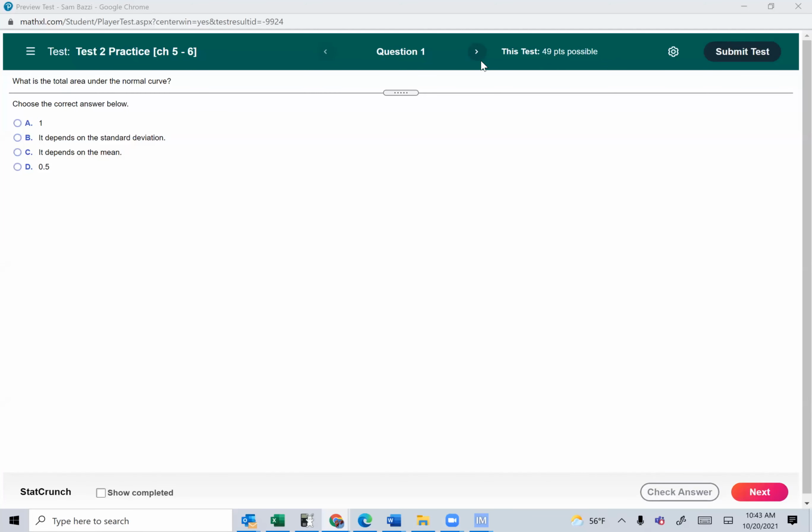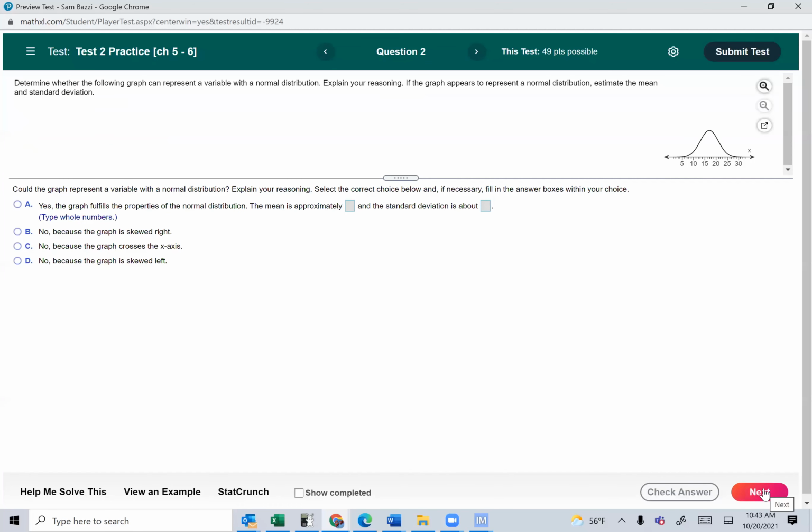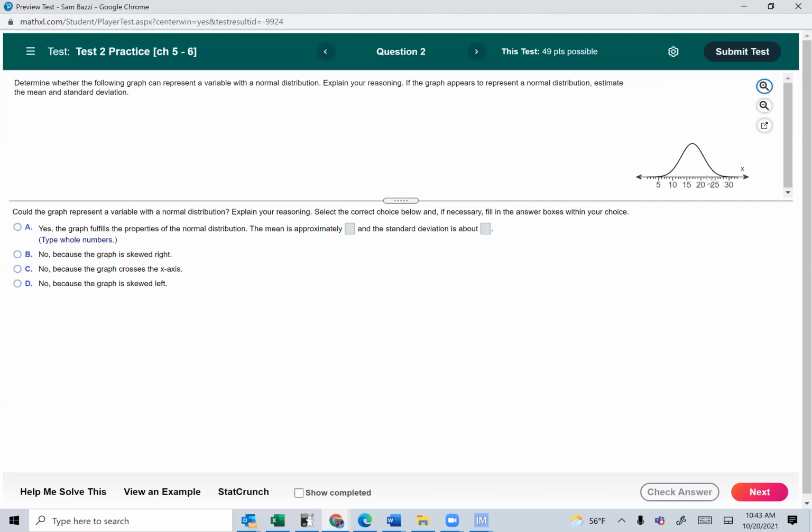Okay, what's the total area under the normal curve, guys? We all agree it's 100%, so it's always the 1. Determine whether the following graph can represent a normal distribution. Well, if you see a graph, guys, that has a tail almost barely touching the x-axis and barely touching from the other side, that is called the normal curve. So yes, indeed, it is the normal curve.